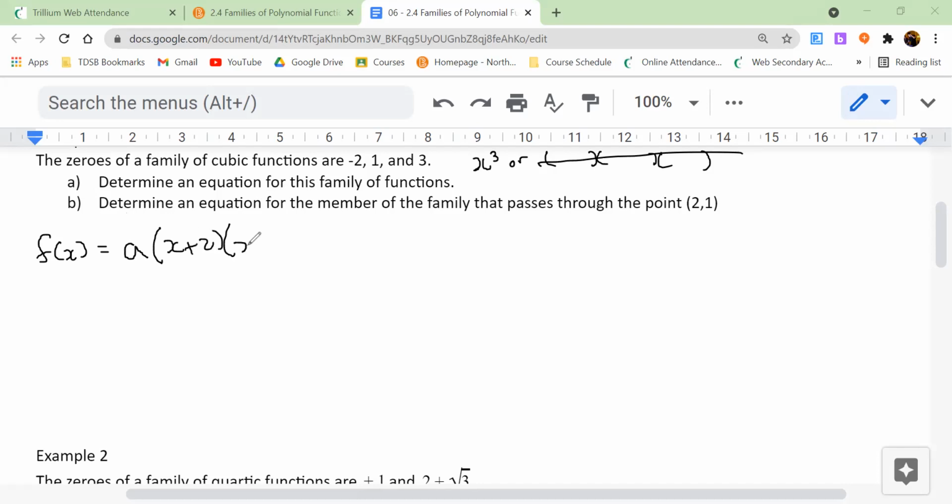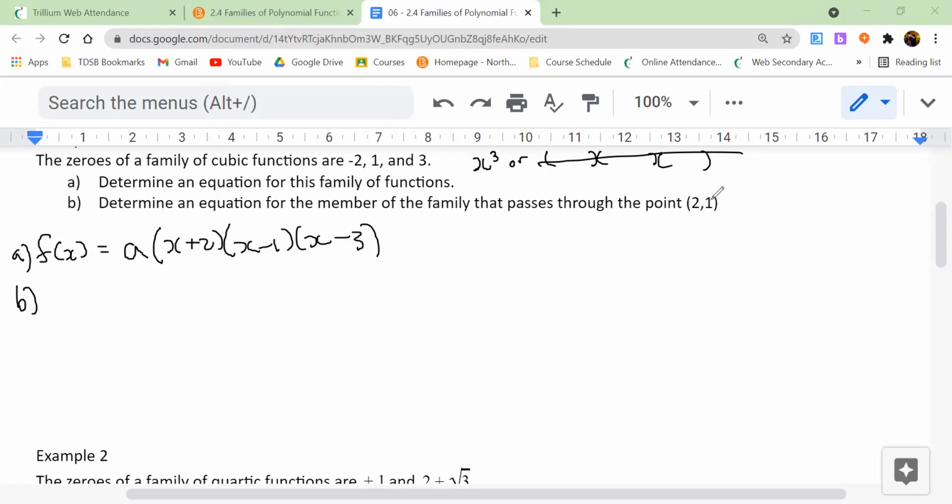Yep. X minus 3. Good. That's good. That's all it is. But of course, x plus 2. That is a plus. Sorry. There. Okay. Question?